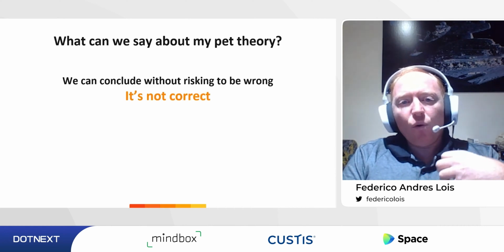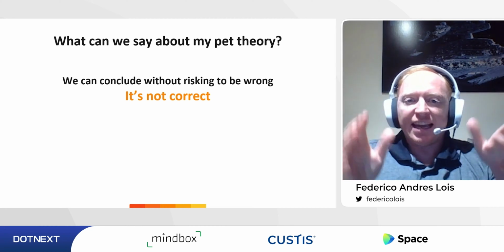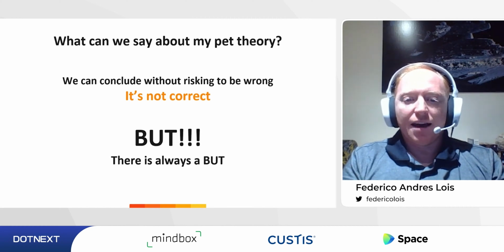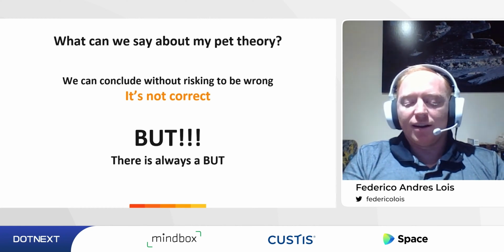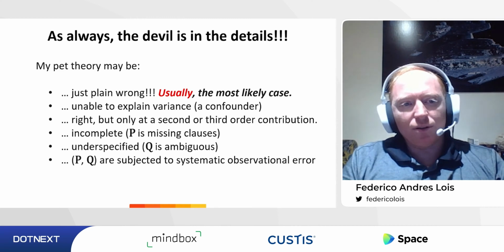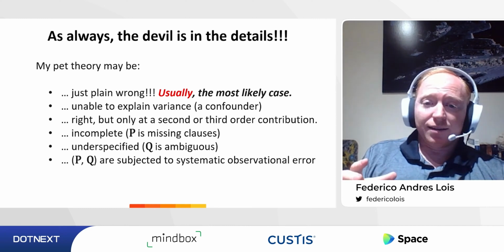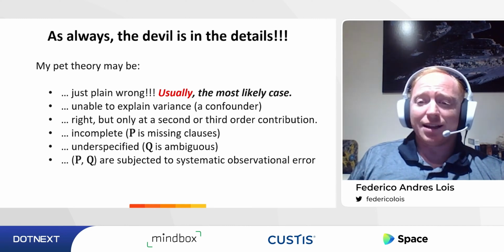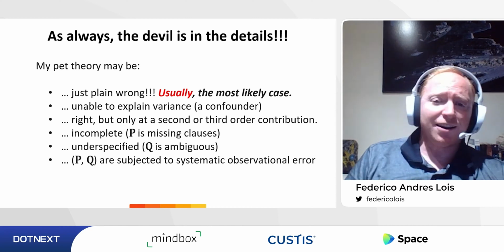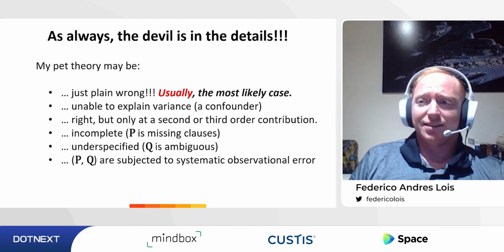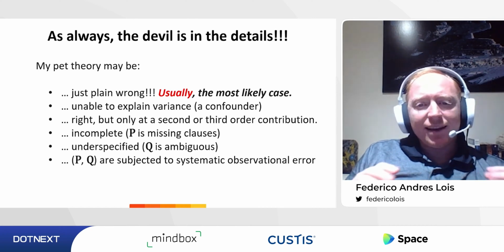So we can conclude, without risking being wrong, and this is important, that the assertion as it is is not correct. But there is always a but in here. Nothing is ever so clear-cut. The problem is that my theory may just be plain wrong, and that's usually the most likely case. You are going to be throwing a million hypotheses in there, and they are not going to stick. They are going to die in the process of analyzing this. So most of your ideas are wrong. Deal with it.